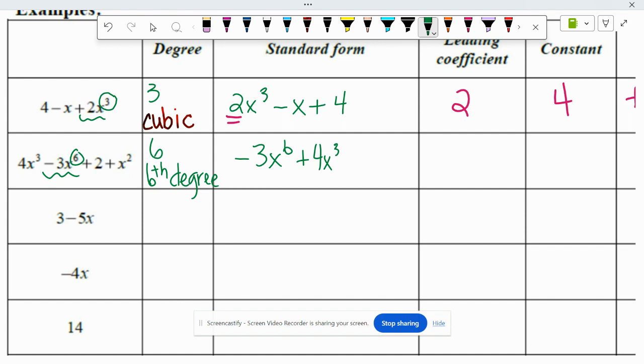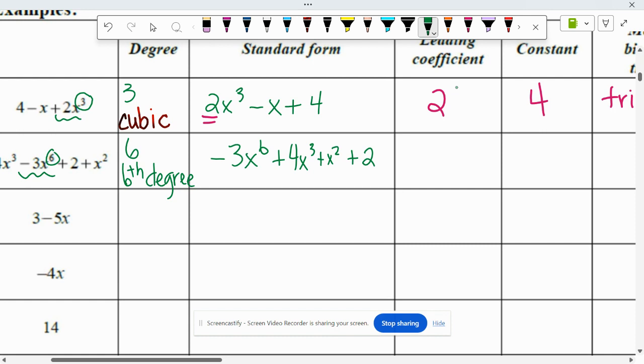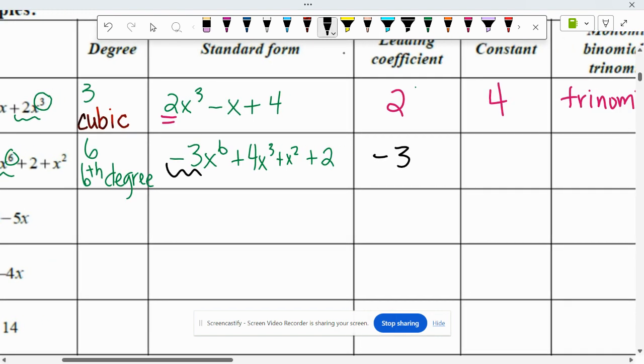Next. Plus x squared. Next. Plus 2. What's my leading coefficient? Negative 3. Do you guys see that? Your leading coefficient, negative 3. What is the constant, Travis? What is the constant in this polynomial?